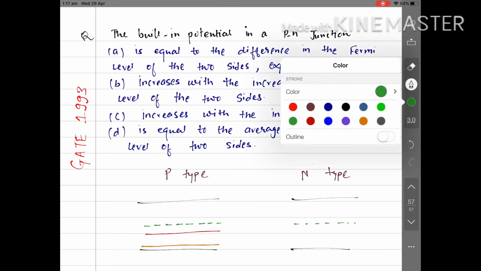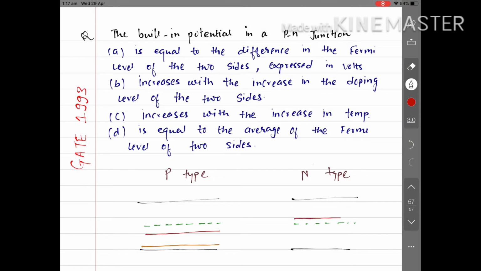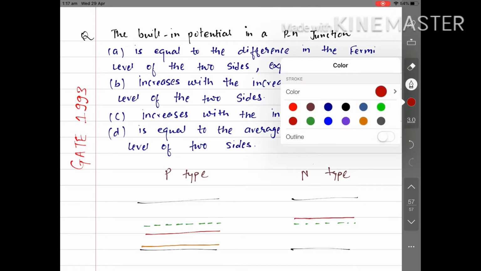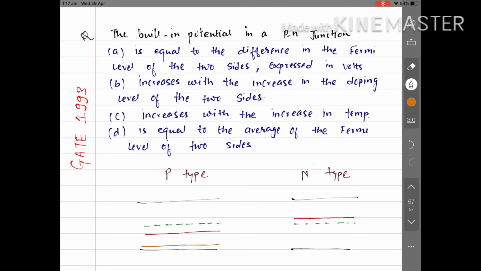Okay, band diagram for the p-type material, and this is for the n-type material. In this band diagram you can see the lowermost line represents the valence band EV, and the uppermost line is the conduction band.